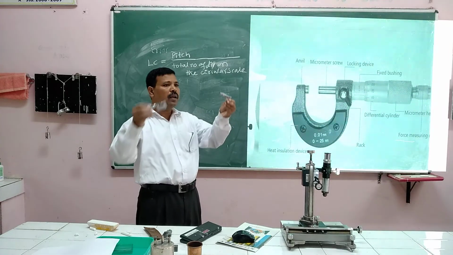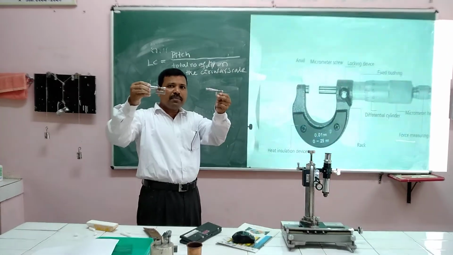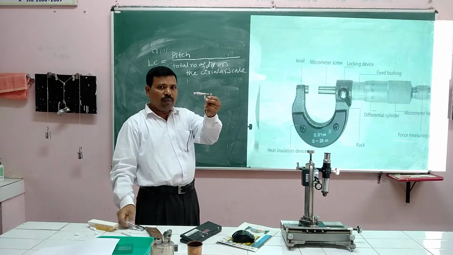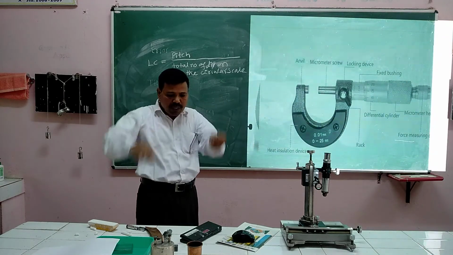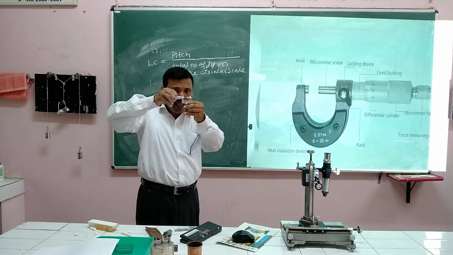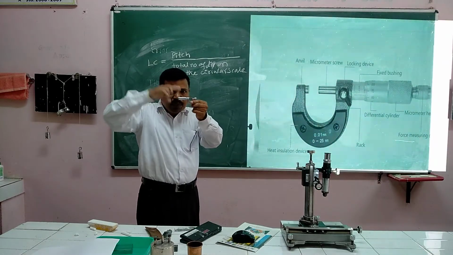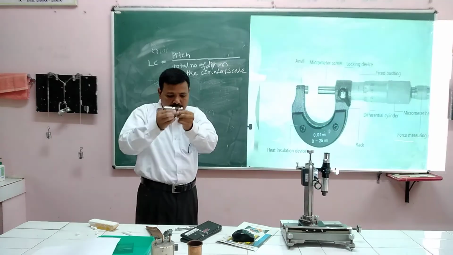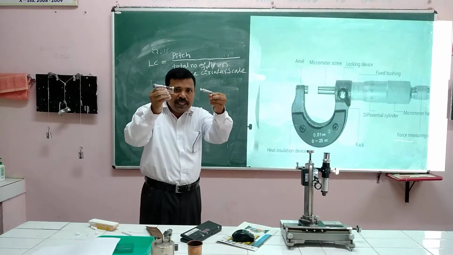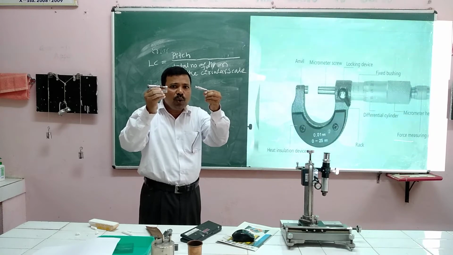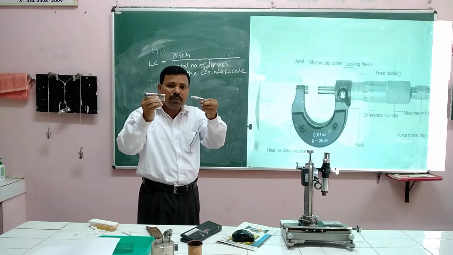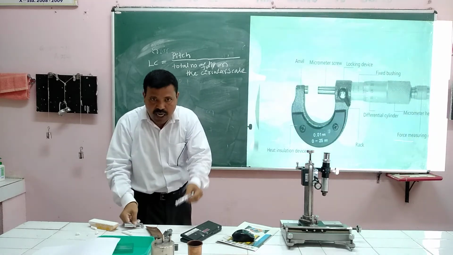Micrometers. There are two types of micrometers. The one contains 100 divisions on the circular scale. The other one contains 50 divisions on the circular scale. But the least count will be the same. That is 0.001 centimeter. How to find out the least count?